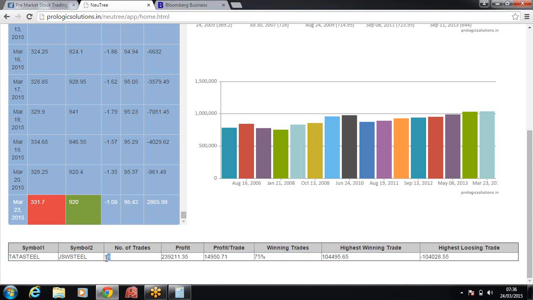Out of 16 trades, 75% were winning trades, and you know that the correlation is also around 90+%. So less profit, but definitely a profitable trade here. So that is about JSW and Tata Steel.